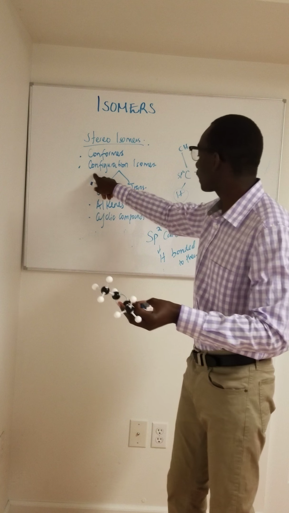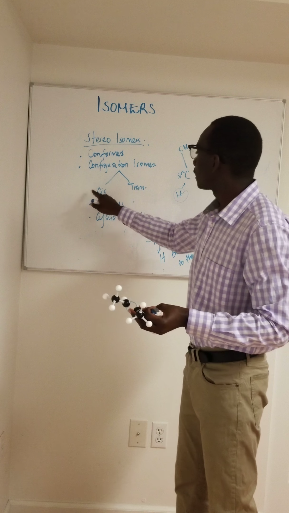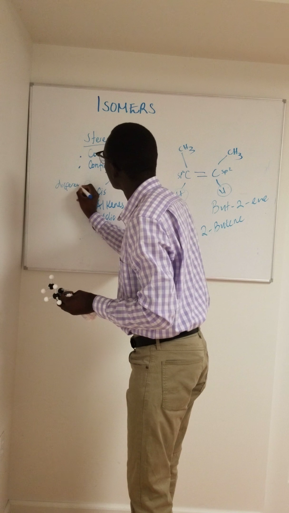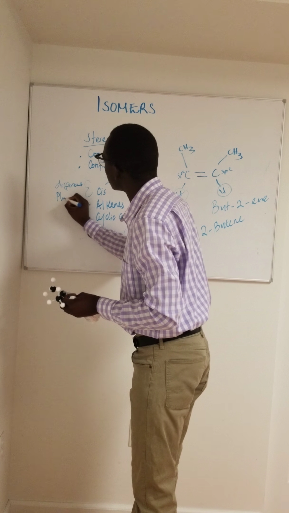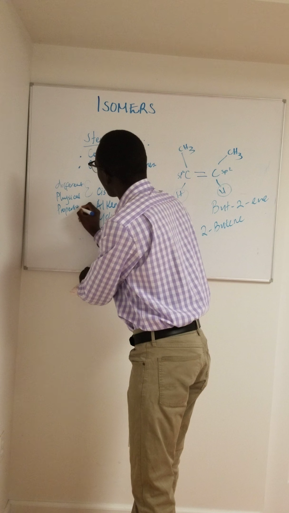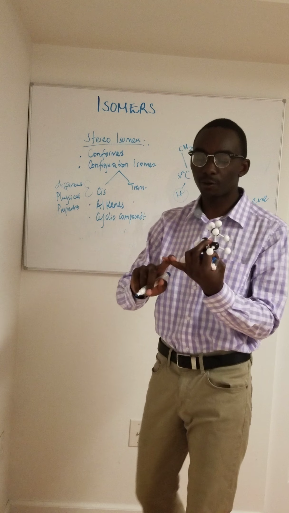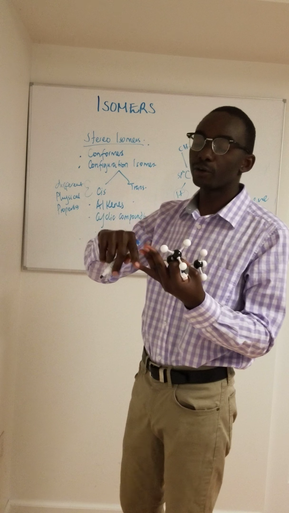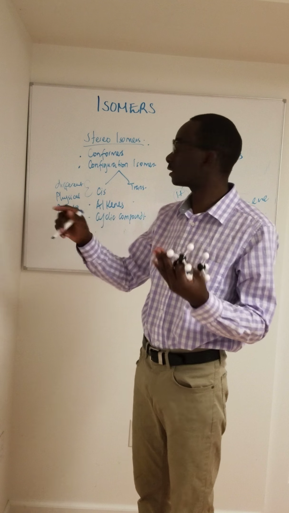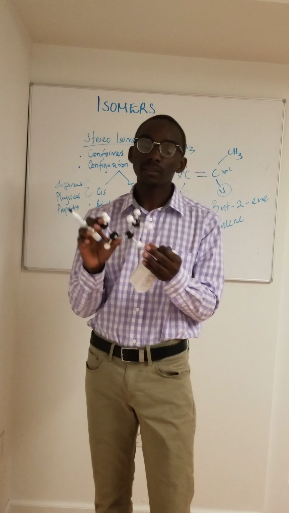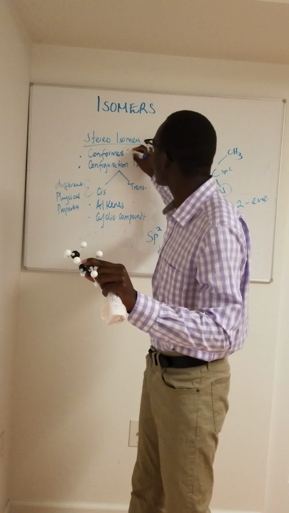So under geometric isomers, these cis and trans isomers have different physical properties. So cis and trans isomers have different melting points, different boiling points, and sometimes solubility. So these isomers under cis and trans are very different from the ones we shall see under conformers.